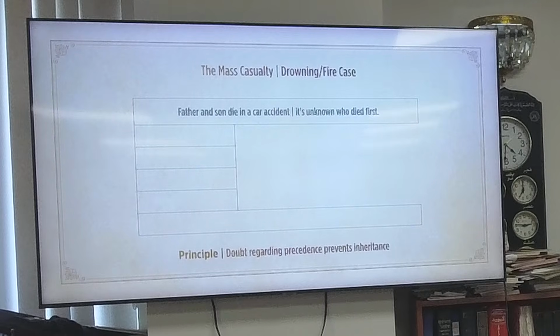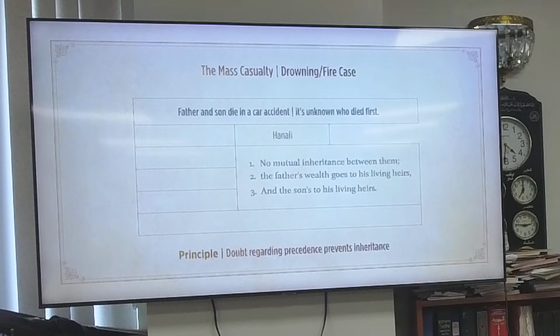Mass casualty. Drowning, fire, accident. Father and son die in a car accident. It's unknown who died first. They do not inherit from one another. We need to know exactly who died first before we apply inheritance. No mutual inheritance between them.